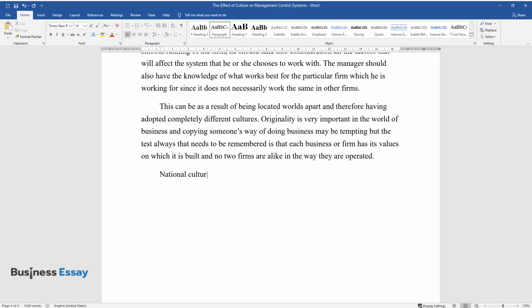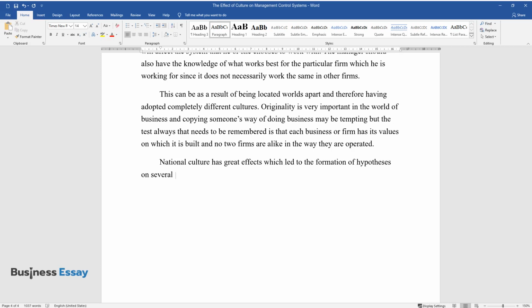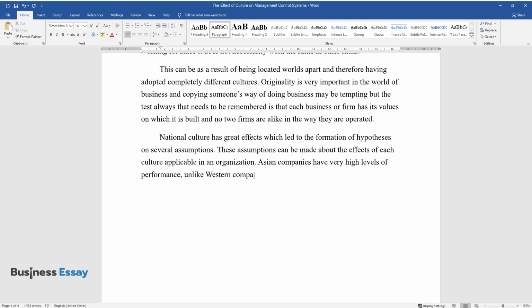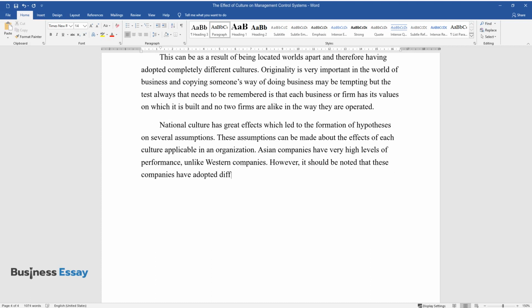National culture has great effects which led to the formation of hypotheses on several assumptions. These assumptions can be made about the effects of each culture applicable in an organization. Asian companies have very high levels of performance, unlike Western companies. However, it should be noted that these companies have adopted different national cultures.